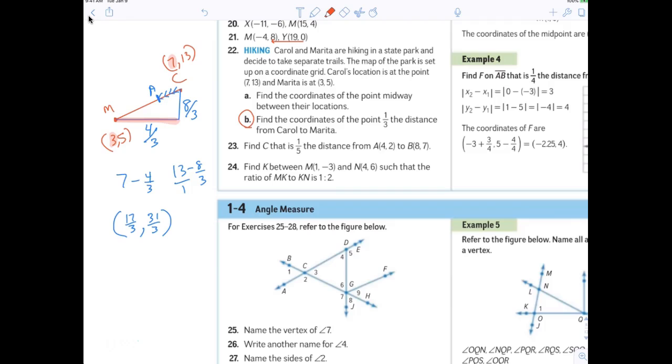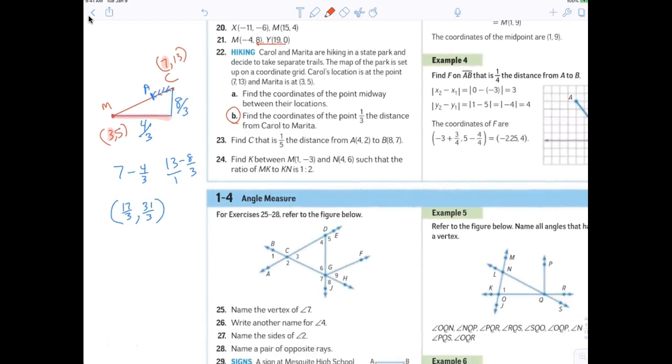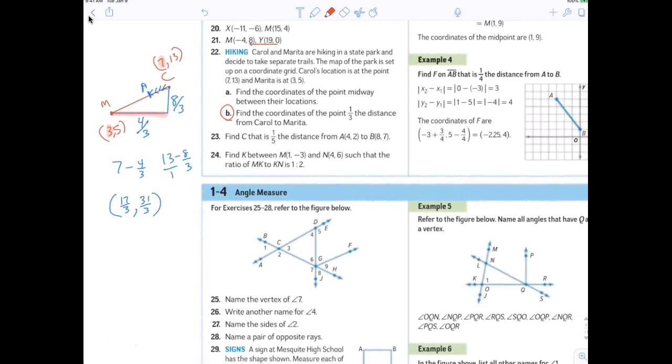Is a question like this going to be on the test? I'm just thinking this is a good review, so just be careful. If you want, you can omit 23 and 24 for now. All right, let's move on.